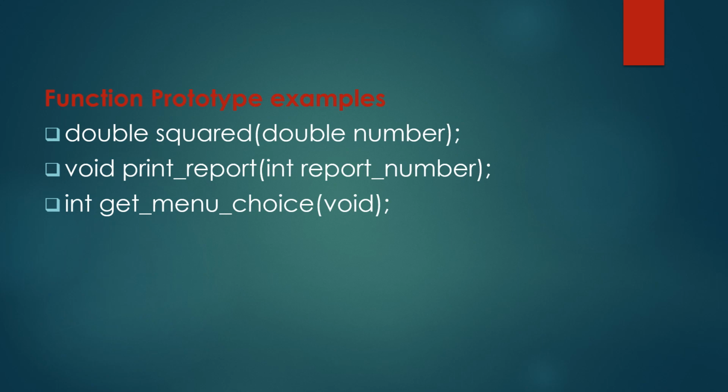See, here is the example of prototype. First example is double squared, that is the return type. Inside the argument list you are giving double as a number. The next one is return type void. The function name is print report. Inside the argument list you have given int report number. In the third one, the return type is int. The function name is get menu choice and the argument is void.